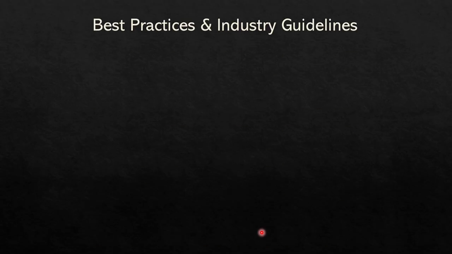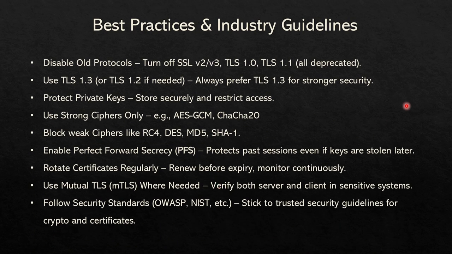Now let's quickly close this discussion by looking at the best practices in the industry. There are many. I've tried to put them together, and we'll try to explain them one by one. We should always disable old protocols, right? SSL version 2, version 3, TLS 1.1 and 1.0 are all deprecated because they were very legacy protocols. But even TLS 1.2, right? Even that is now legacy, and we should use TLS 1.3. We should prefer that as it provides stronger security.